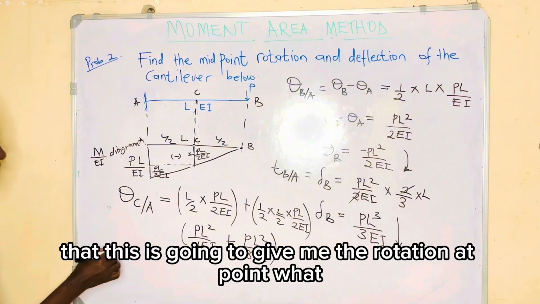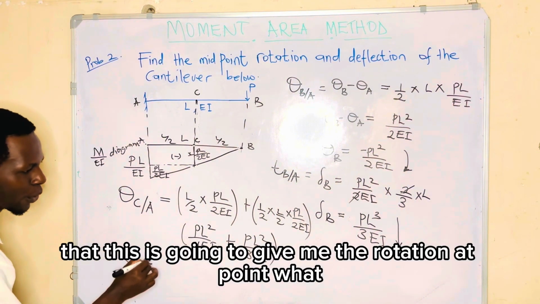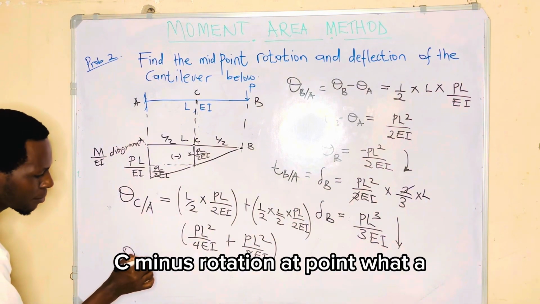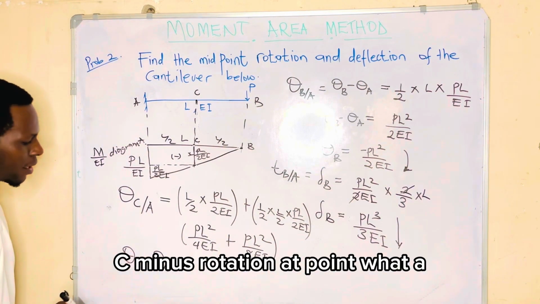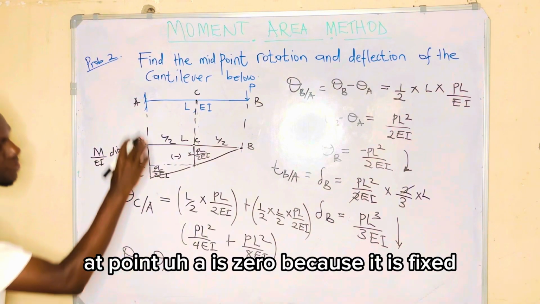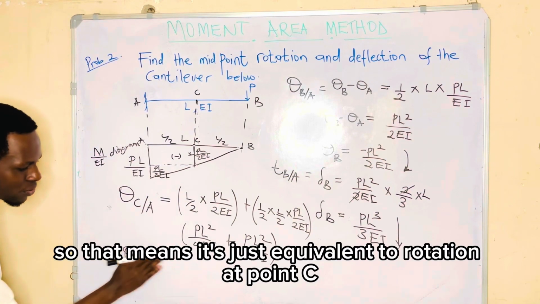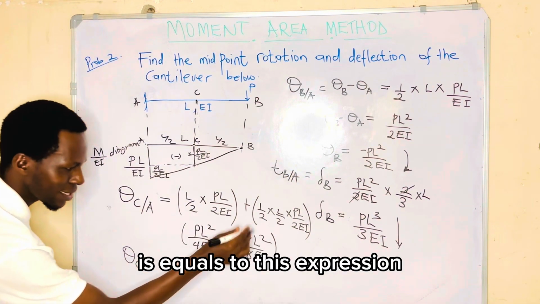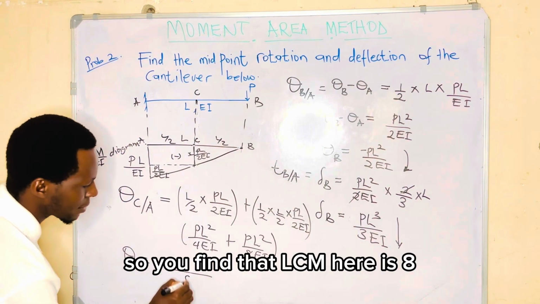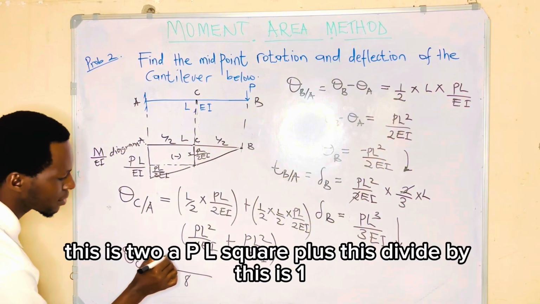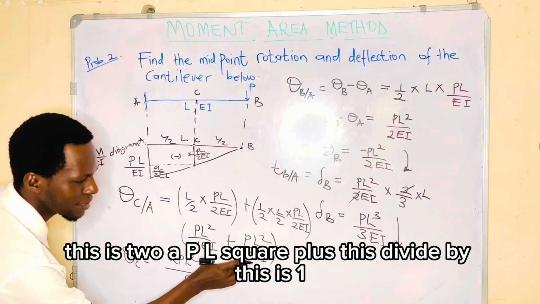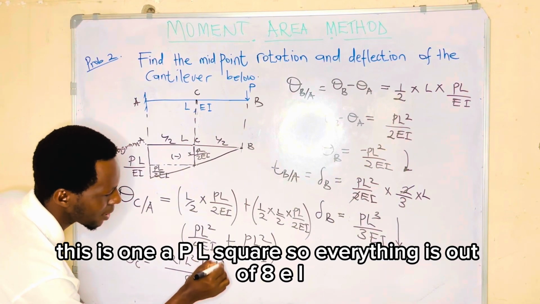Now, you know very well that this is going to give me the rotation at point C, because this is equivalent to rotation at point C minus rotation at point A. Since the rotation at point A is 0 because it is fixed, it's just equivalent to the rotation at point C being equal to this expression. So what does it give you? You find that the LCM here is 8. So you divide: this is 2PL squared, plus this divided by this is 1, so 1PL squared.